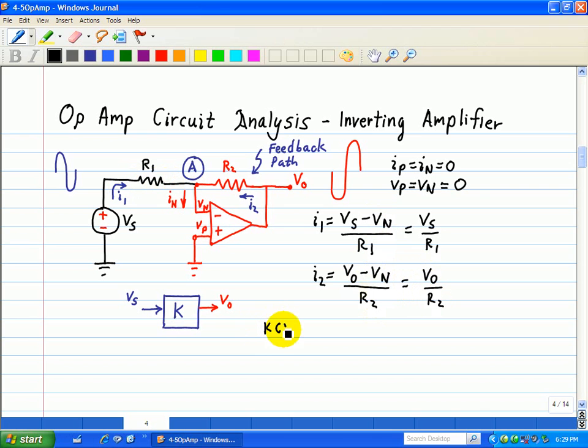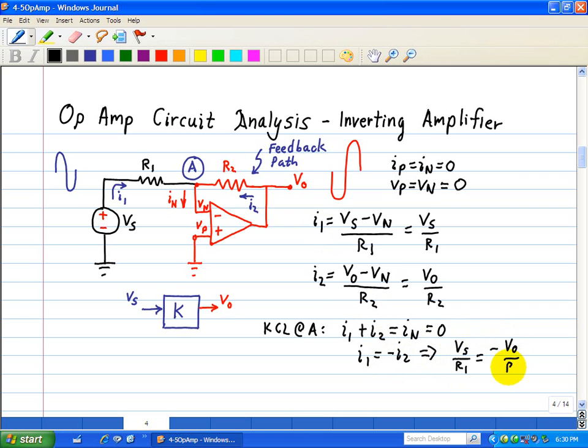Now we do a KCL equation at node A. So KCL at node A is I1, the incoming currents, plus I2 is equal to the outgoing current, IN. But we note that IN is equal to 0. Therefore, I1 is equal to minus I2. We already solved this expression for I1 and I2, so this implies that Vs over R1 is equal to minus V0 over R2.